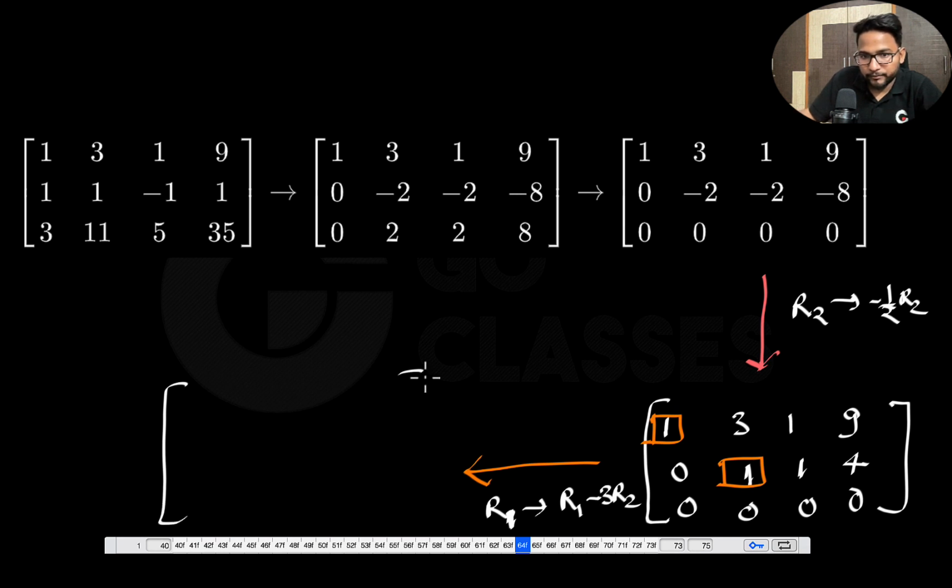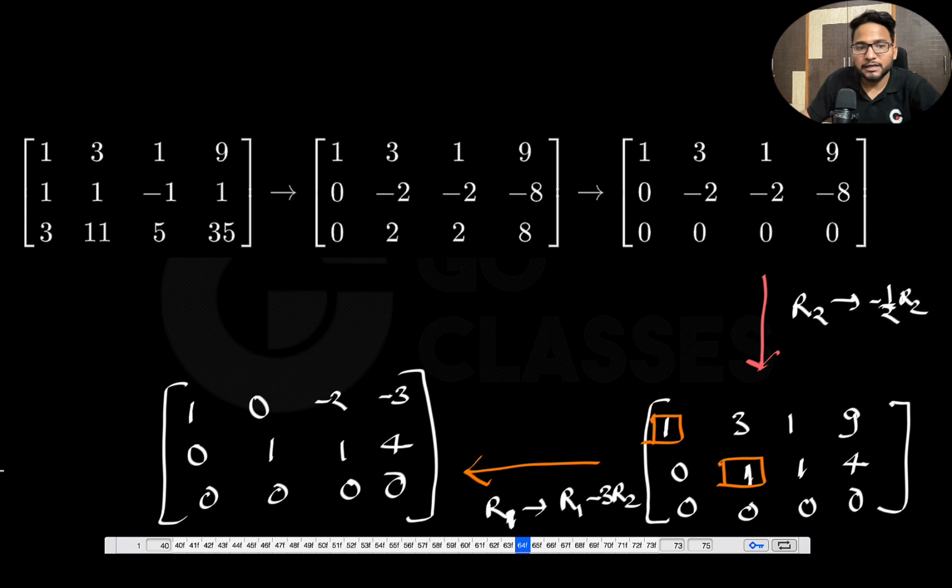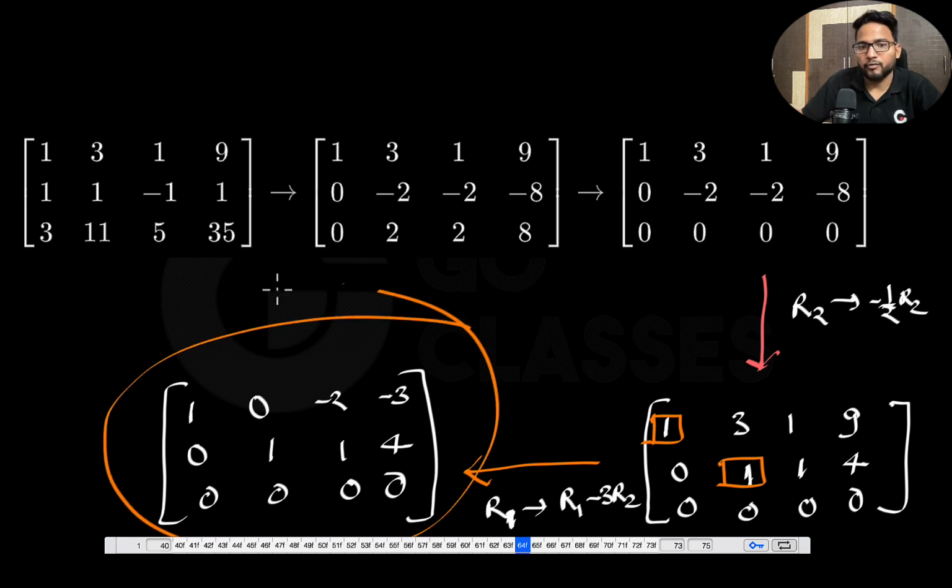So it will be R1 minus 3 R2. If you do subtract here, it doesn't matter. And then 3 minus 3 will be 0. And then 1 minus 3 will be -2. And then this is 9 minus 12, which will again be -3. Okay, this will be -3. And then you are not replacing anything else. So this will be 0, 1, 1, 4, and then all are zeros. And then finally, you got the row reduced echelon form.